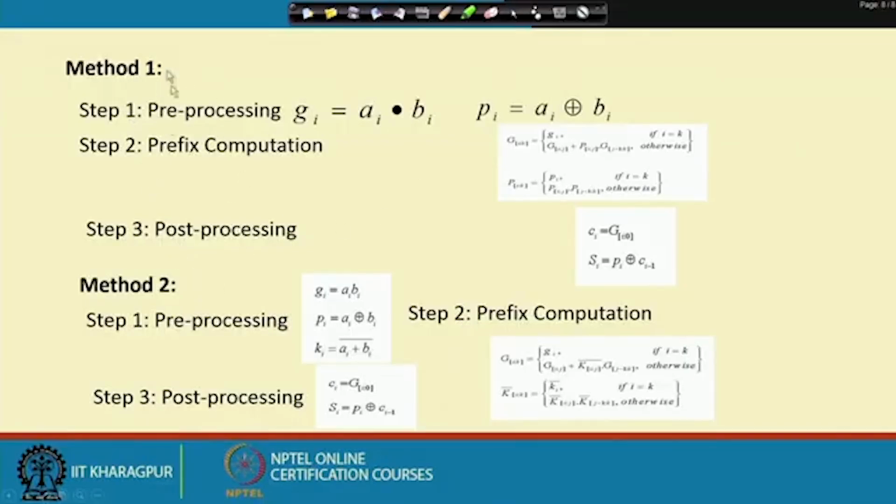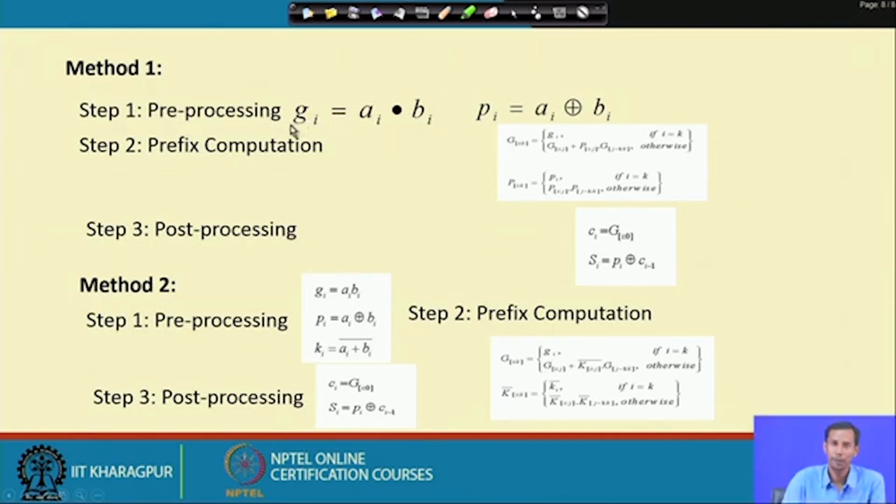So, this parallel prefix adder has a pre-processing and then post-processing scheme. It follows two methods. In one method it follows three steps. Step 1 is pre-processing: generate the carry using this particular equation, propagate the carry using this particular equation, and then you compute the prefix. How can you compute the prefix?